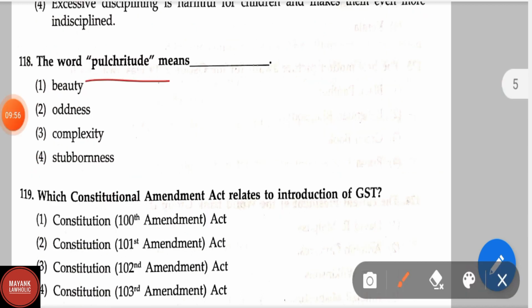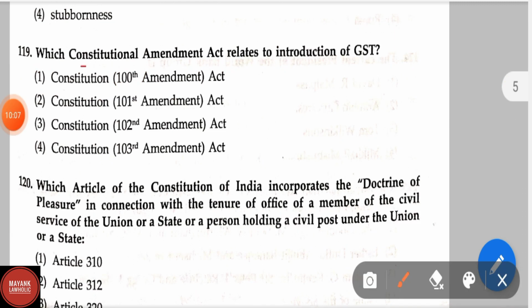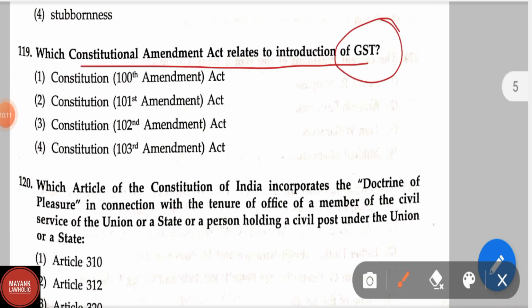Question 118. The word pulchritude means beauty, oddness, complexity, stubbornness. Here the correct answer is beauty. Which Constitutional Amendment Act relates to the introduction of GST? This is a very important question asked in various examinations. Correct answer is Constitution 101st Amendment Act.